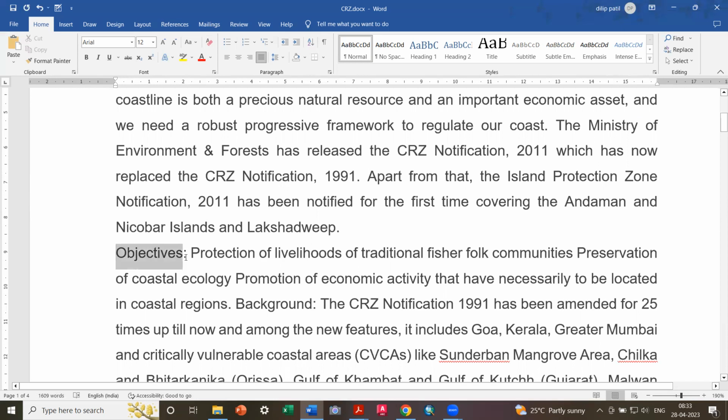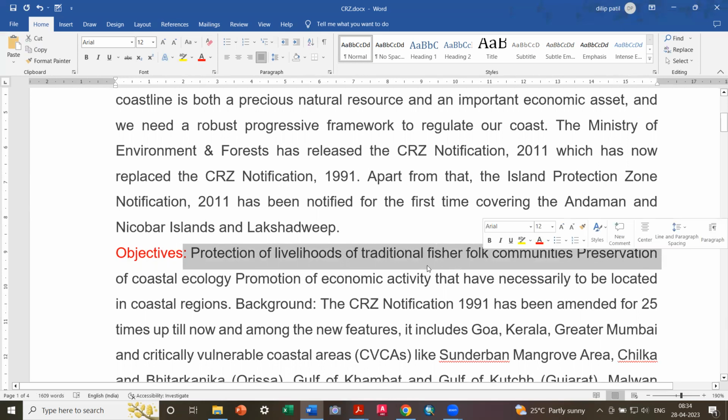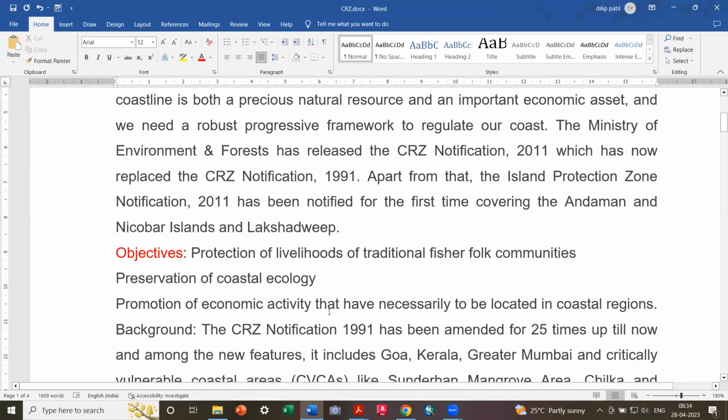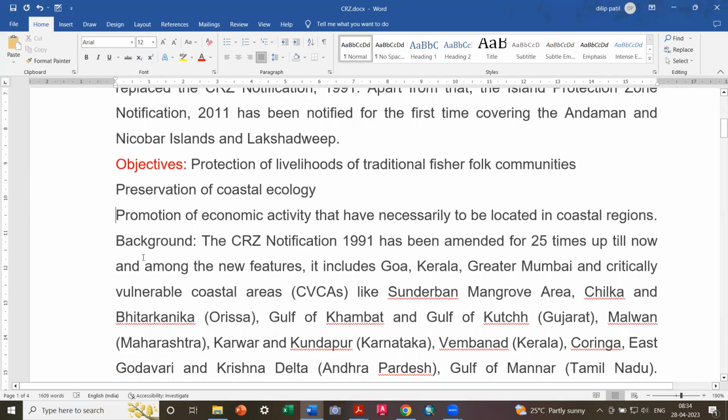So what will be the objectives of this particular initiative? Protection of livelihoods of traditional fisher folk communities, preservation of coastal ecology, and promotion of economic activity that necessarily has to be located in the coastal regions.